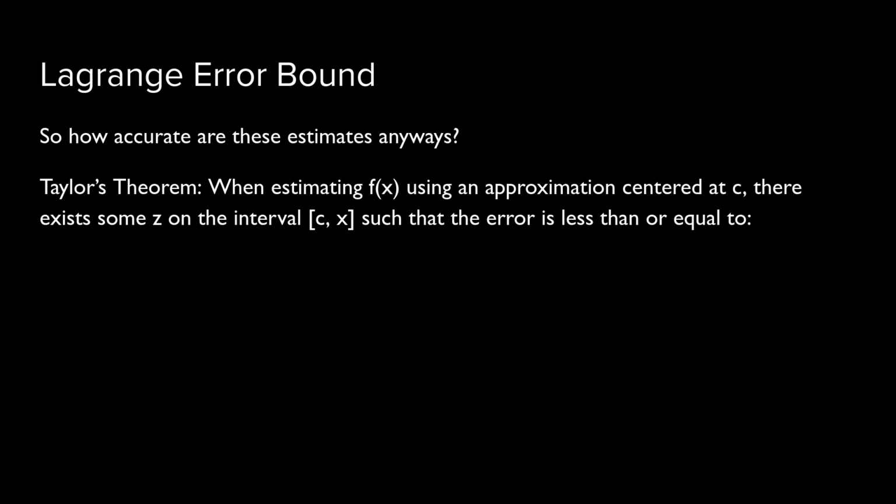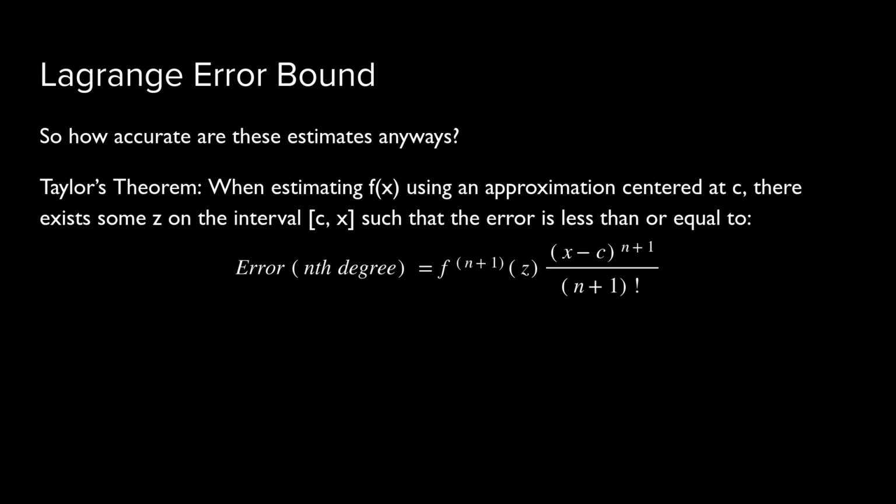So anyway, given the value c and x, we can say that there exists some z between c and x, such that the error of our approximation of f of x is less than or equal to this value. And f to the n plus 1 power is just a fancy way of writing the n plus 1th derivative of f. So the n plus 1th derivative of f at z times x minus c to the n plus 1, all over n plus 1 factorial. And if this looks familiar to you, that's because this is the next term in our polynomial approximation. So, since we're approximating to the nth degree term, this is the n plus 1th degree term in our polynomial approximation, except that we change the n plus 1th derivative. Instead of evaluating it at c, we take it at z.